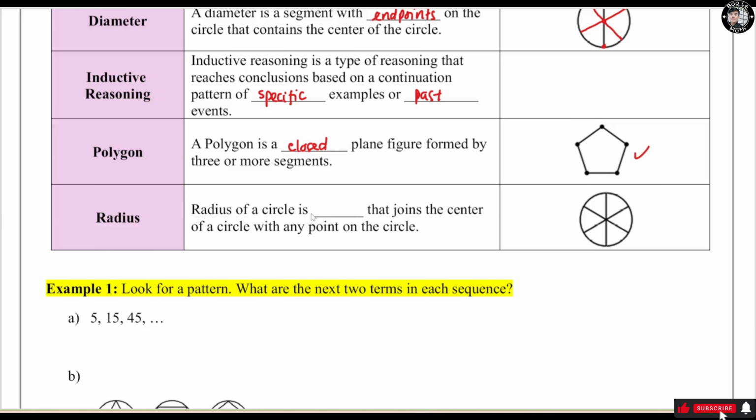Radius of a circle is a segment that joins the center of a circle with any point on the circle. Alright, so here's the center of the circle, and you just connect this point to any point on the circle. You have the radius. There are infinitely many radii of the circle.